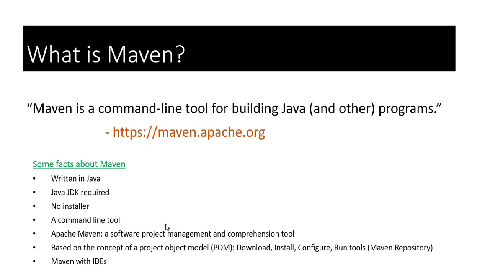Maven is a command line tool that is stated in the Apache statement, and the Apache Maven helps to manage software projects and tools. It is based on the concept of project object model, that's POM, and this can help in the process of downloading, installing, configuring, or running of tools from the POM file, that is project object model, and this helps to pull tools and resources from the Maven repository. We can use Maven with different IDEs.